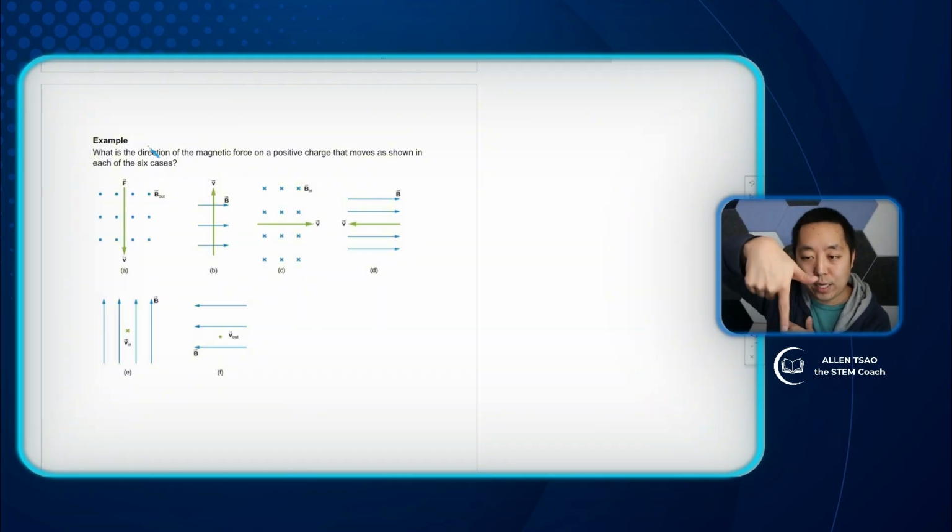You're going to take your right hand, index finger down, middle finger pointing at you, and you can see my thumb is pointing to the left. So then the magnetic force is going to be this way here.